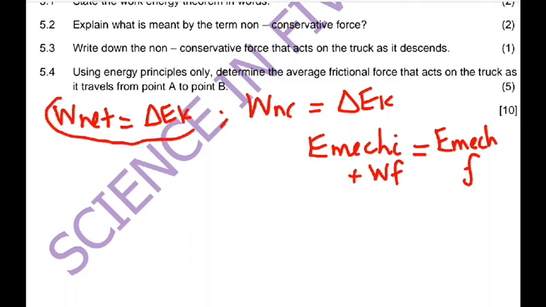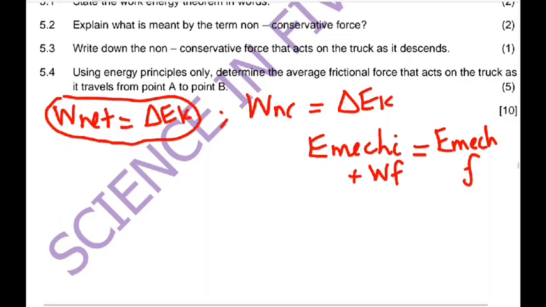So let's start with the work energy theorem, and then we'll look at how each one of these formulas are actually the same in terms of the algebra involved. Okay? All right, let's go for the work energy theorem. The work energy theorem says work done by the net force is equal to delta EK.